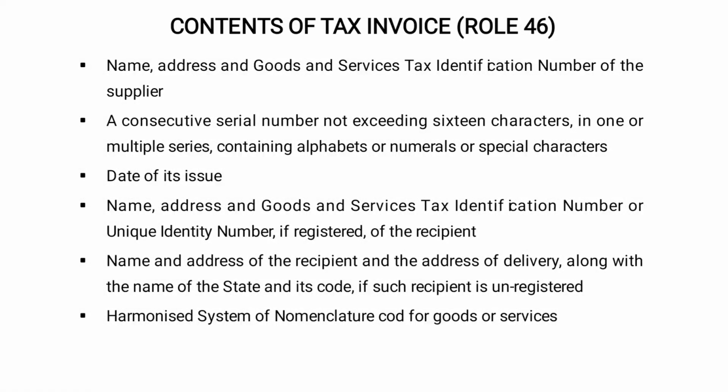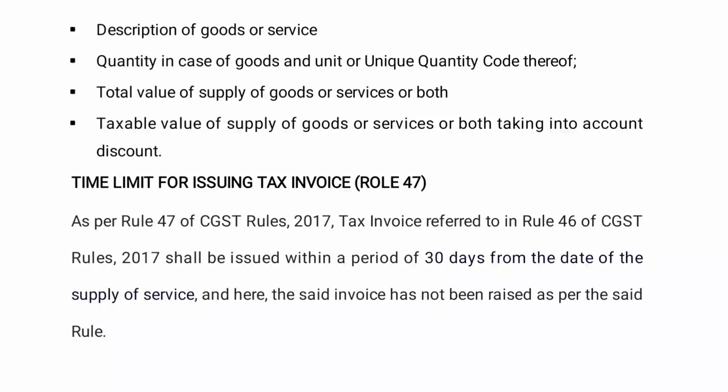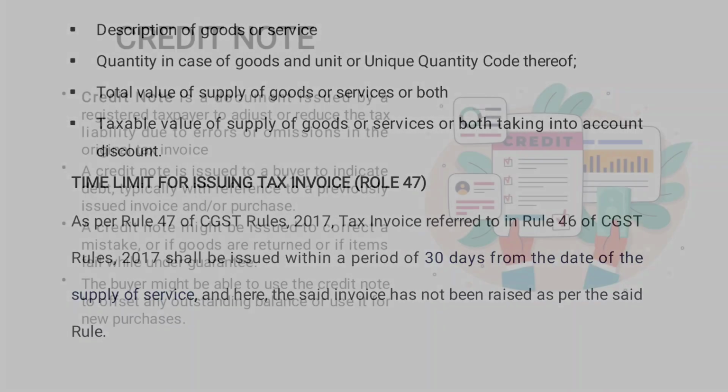So these are the contents in a tax invoice: name and address, goods and service tax identification number of the supplier, consecutive serial number not exceeding 16 characters, date of its issue, harmonized system of nomenclature code for goods and services, etc. So, time limit for issuing tax invoice. As per Rule 47, the tax invoice referred to in Rule 46 of CGST rules shall be issued within a period of 30 days from the date of the supply of service.